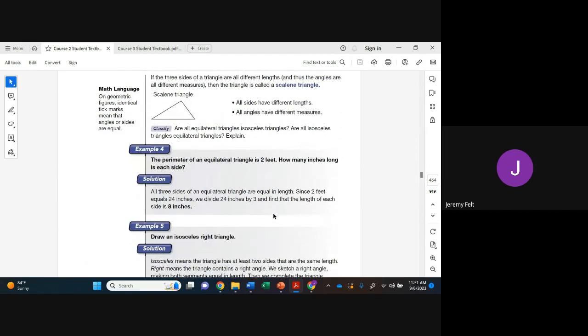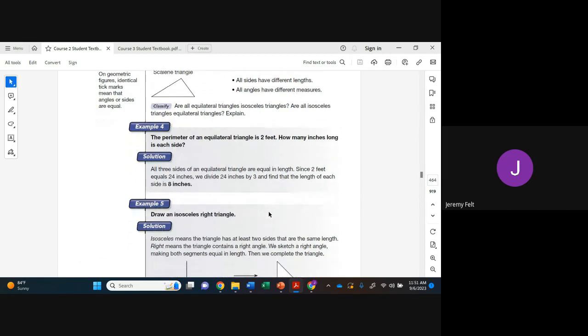And then scalene, if all three sides are different, then all angles are going to be a different measurement. They might be really, really close, like the 60, 61, 59 triangle we looked at, but all three sides are different.